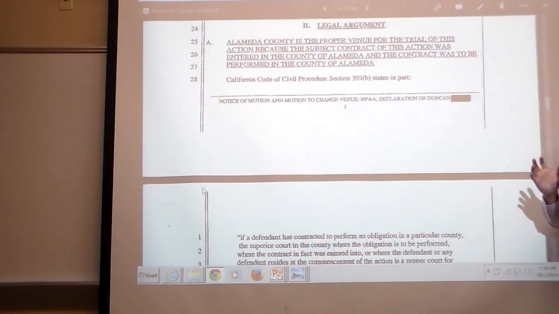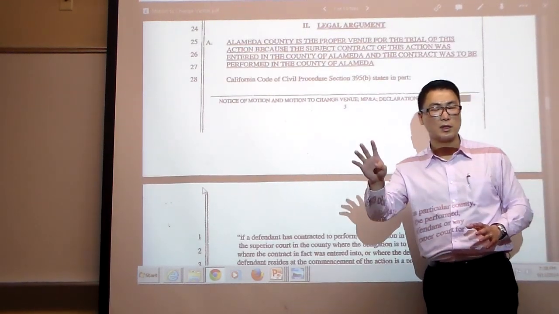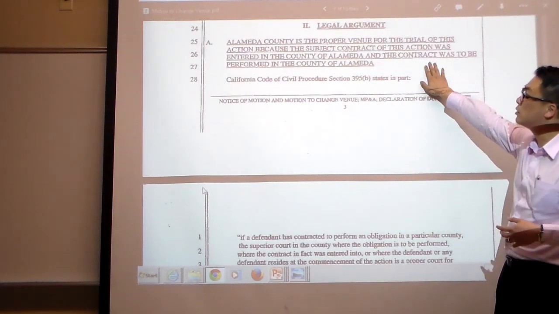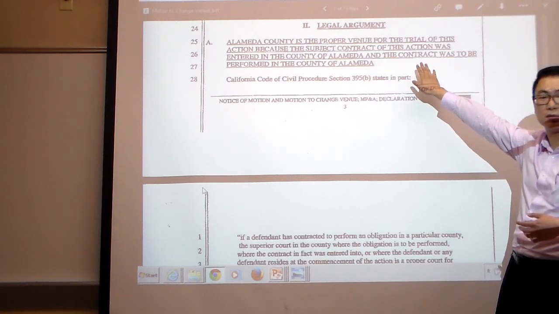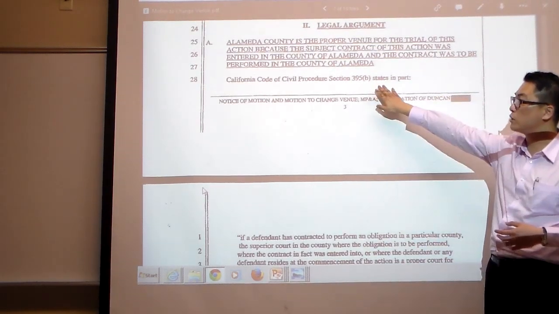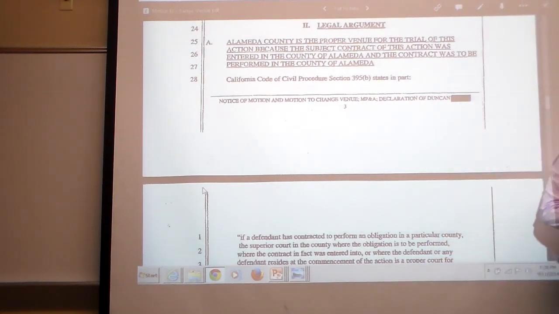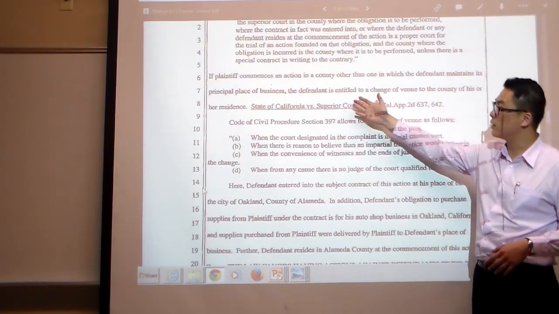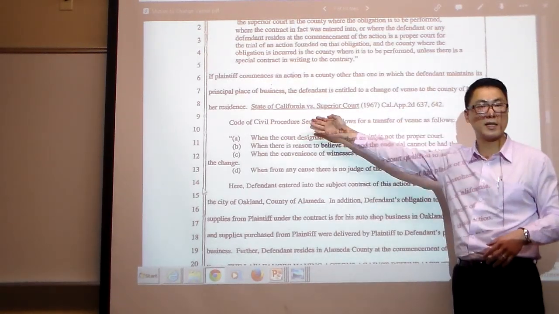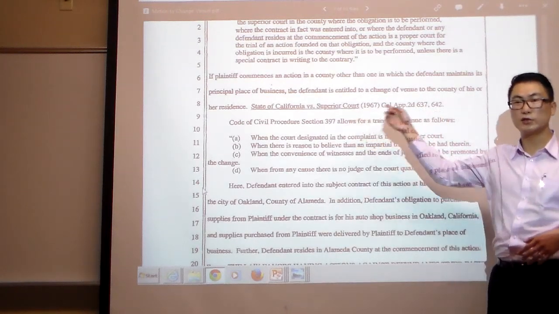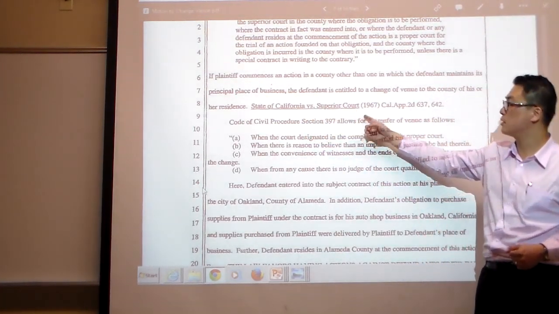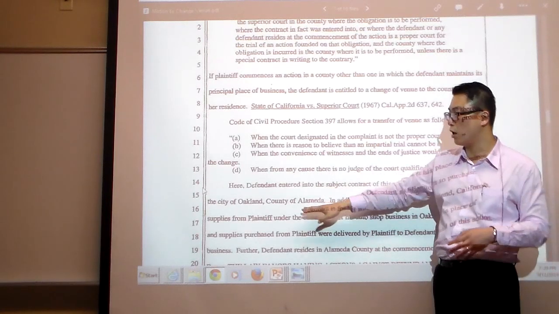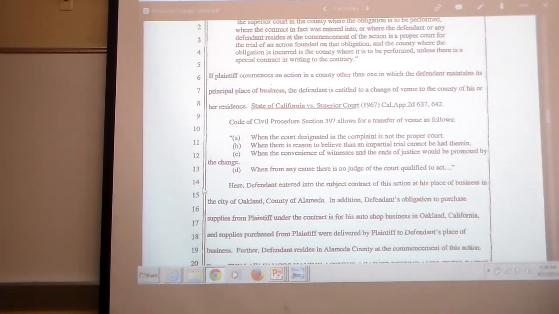So remember I told you about writing in IRAC. You're going to have your issue, your rule, your analysis, and your conclusion. So what is my issue here? This is the issue: whether Alameda is the right place. And what is the rule? The rule is down here. I'm citing the code, CCP section 395(b). And this is my analysis. Then I cite this case right here. Now you know the citation is really important. I'm citing a case that was decided in 1967, published here in this book. I'm also citing more laws, and here is where my analysis is.